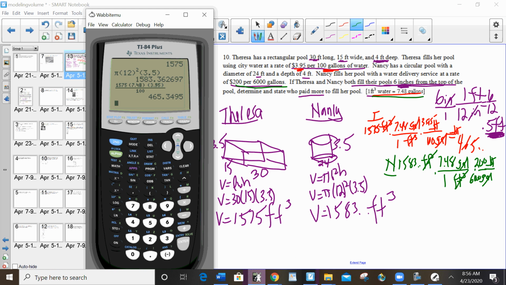Yes, many of you can say that. Money is what you want. Again, I'm going to copy and paste that whole 1583. I don't want to round to the very end. Times 7.48 times 200 over 6,000. I get 394 dot dot dot.